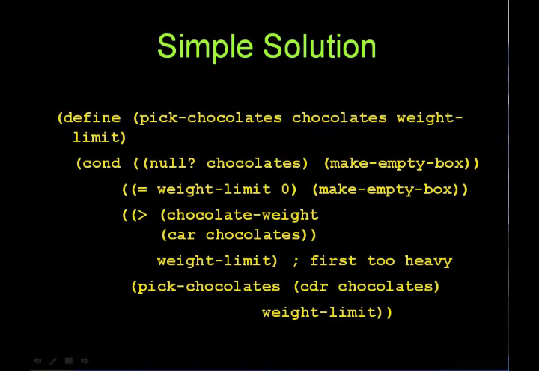If the first one is too heavy, you throw the first one away and keep doing it with the second one. Now suppose it's not too heavy. Then remember the count change problem. What is the general idea?